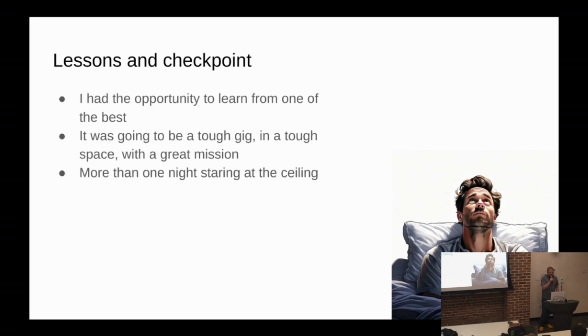Cool. Lessons: I had the opportunity, Russ, to learn from one of the best, but at this time I was also given the opportunity to move somewhere else. So I had to make a decision. It was a tough one. It was more than one night staring at the ceiling, figuring out what I'm going to do.